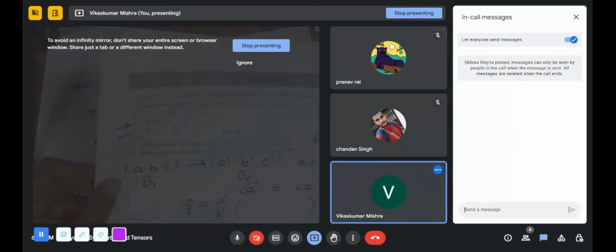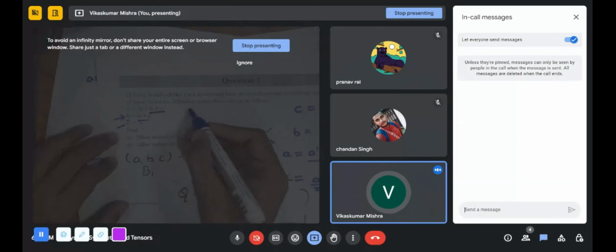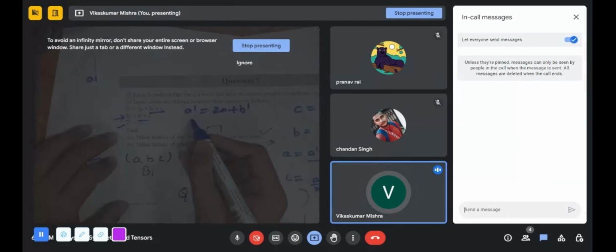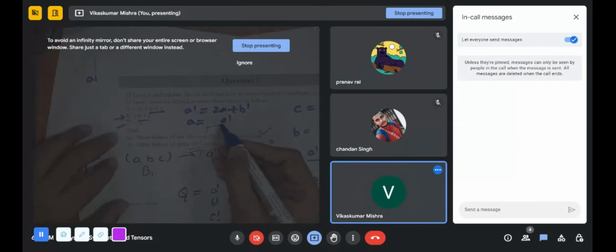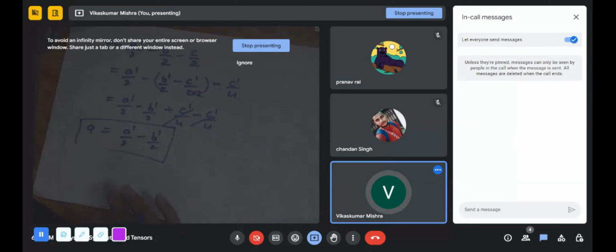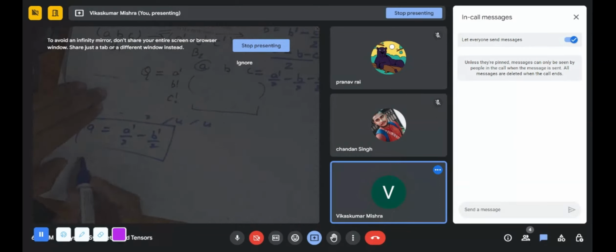We know that b plus c is b dash, so instead of this we can write b dash. So a dash will be equal to 2a plus b dash, and so we can write a will be equal to a dash over 2 minus b dash over 2. That's how we have got the value of a, and we have got the value of b in terms of b dash minus c dash over 2, and we got the value of c, it is c dash over 2.